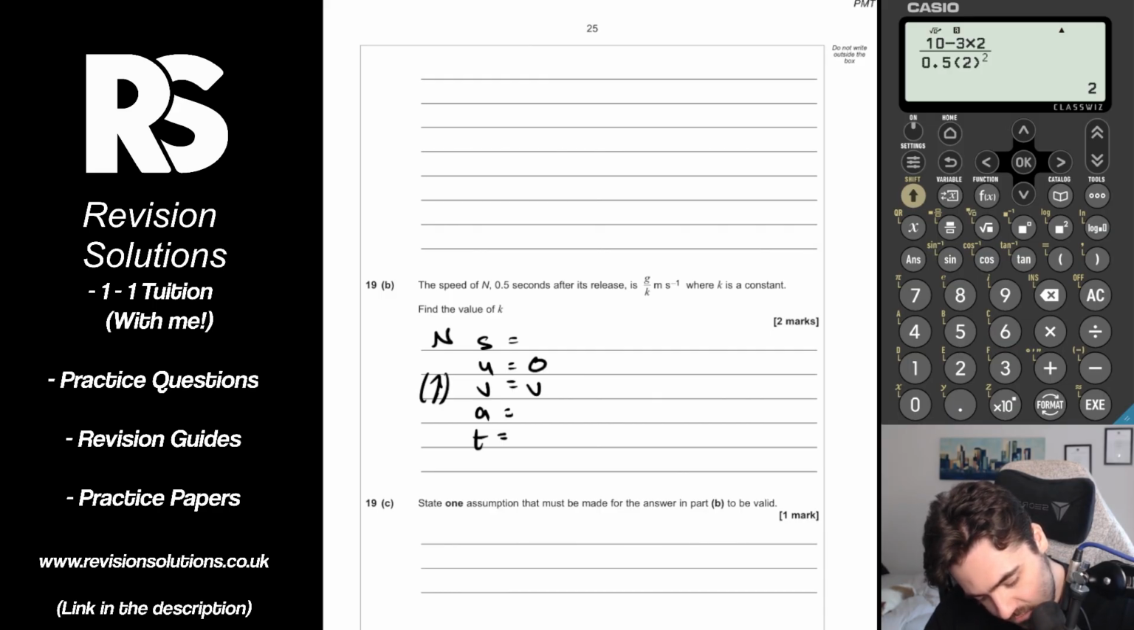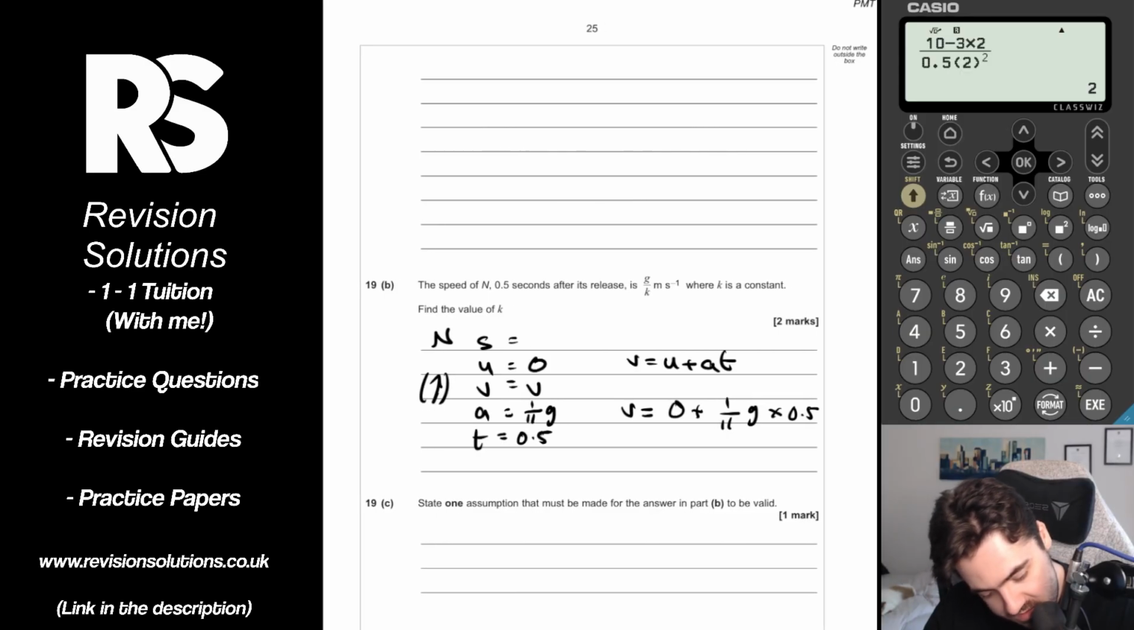So we want v. A is what we worked out, it's the 1 over 11g. And t is half a second. So we want an equation without s. That's just v equals u plus at. That's going to be v equals 0 plus 1 over 11g times 0.5. That would make it 1 over 22g, which you can think of as g over 22. So that means k is just 22.